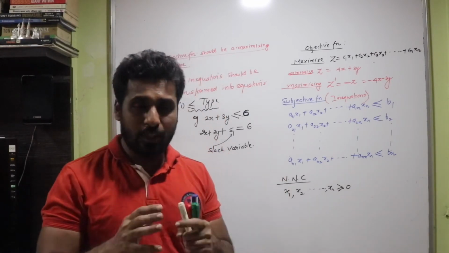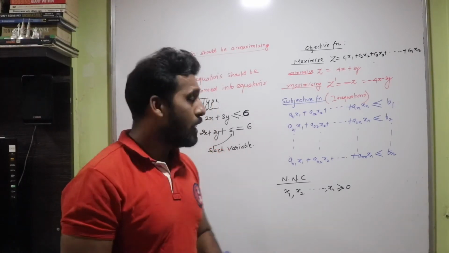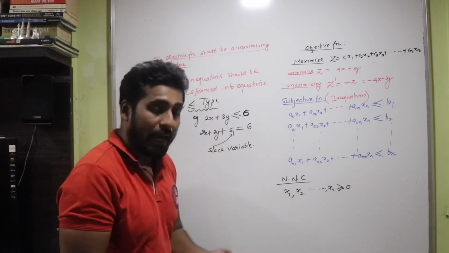So the first thing you should remember now is whether it is a less than type or a greater than type. So less than type, you add a slack variable.